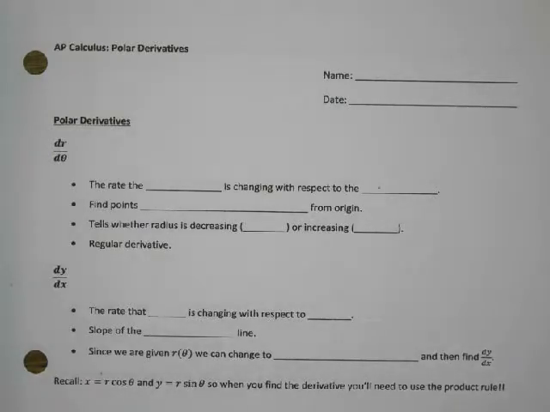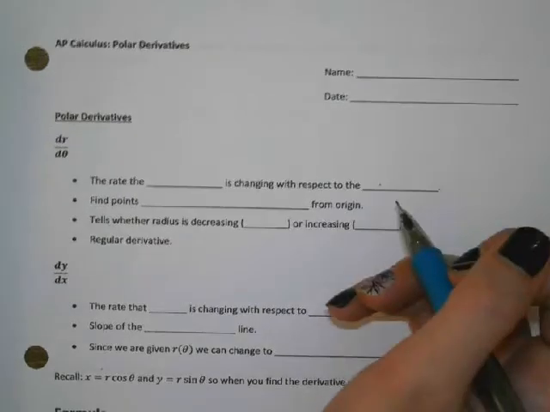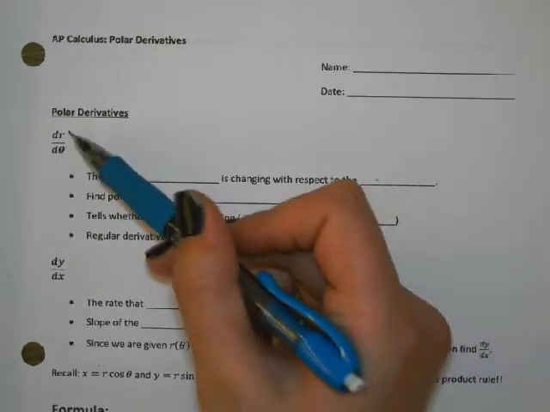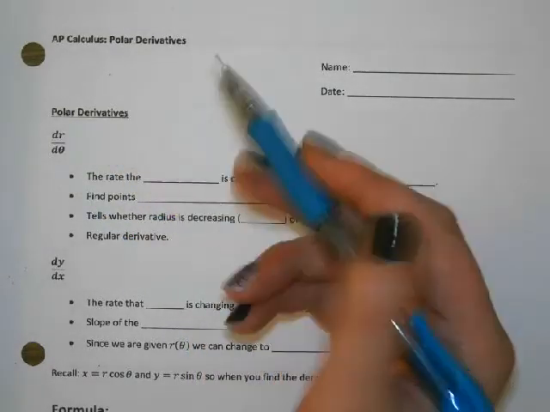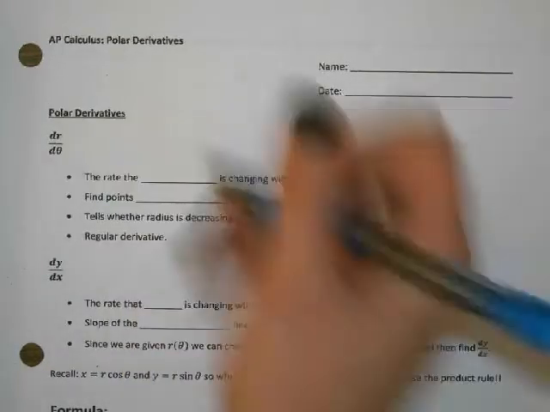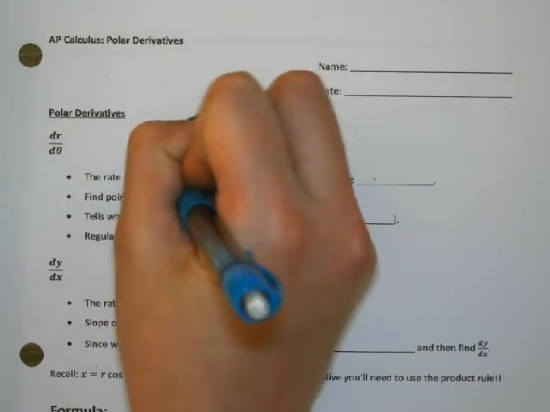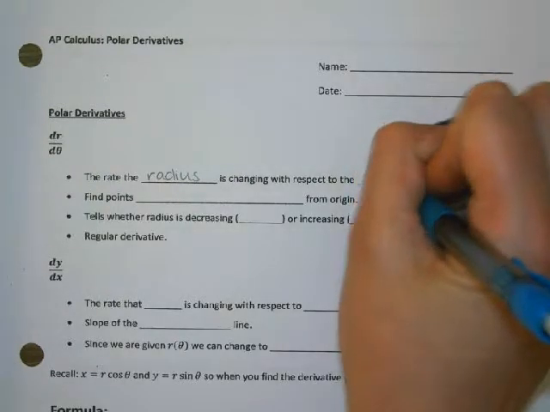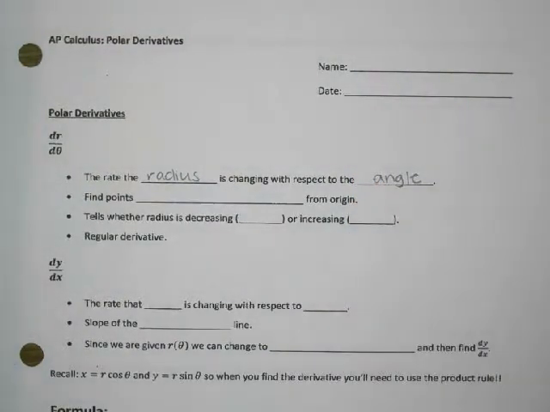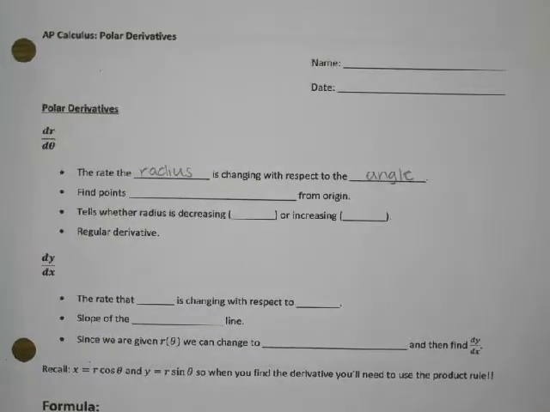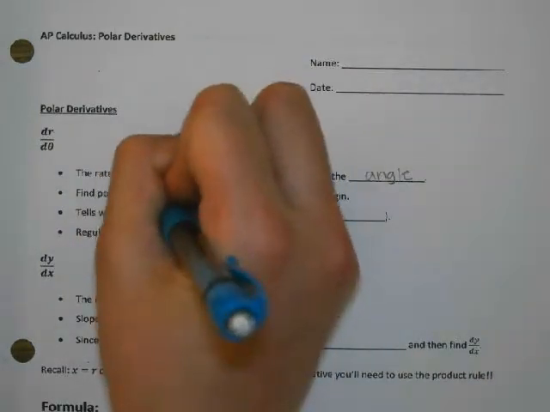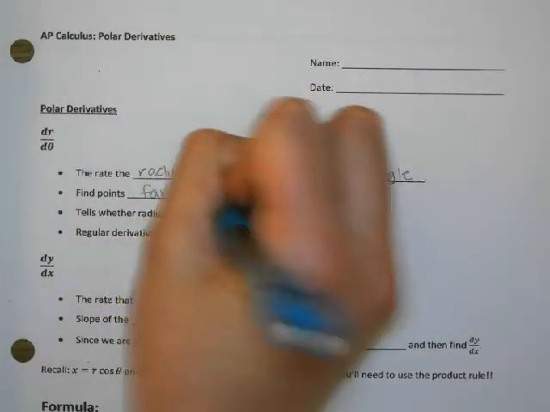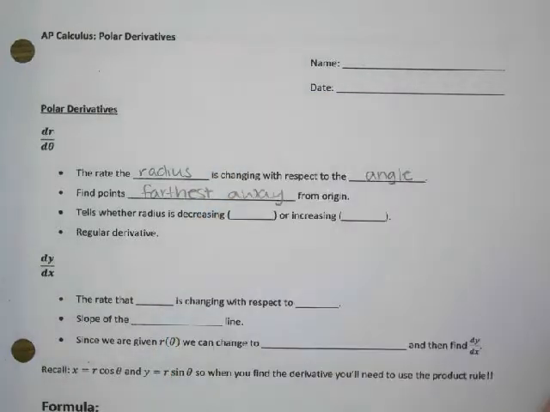Okay, so today we're going to look at polar derivatives. We've got two different ways of looking at it. One is dr d theta, which means you're looking at the rate that the radius is changing with respect to the angle. So how is the radius changing as the angle changes? You're going to be finding the points farthest away from the origin.